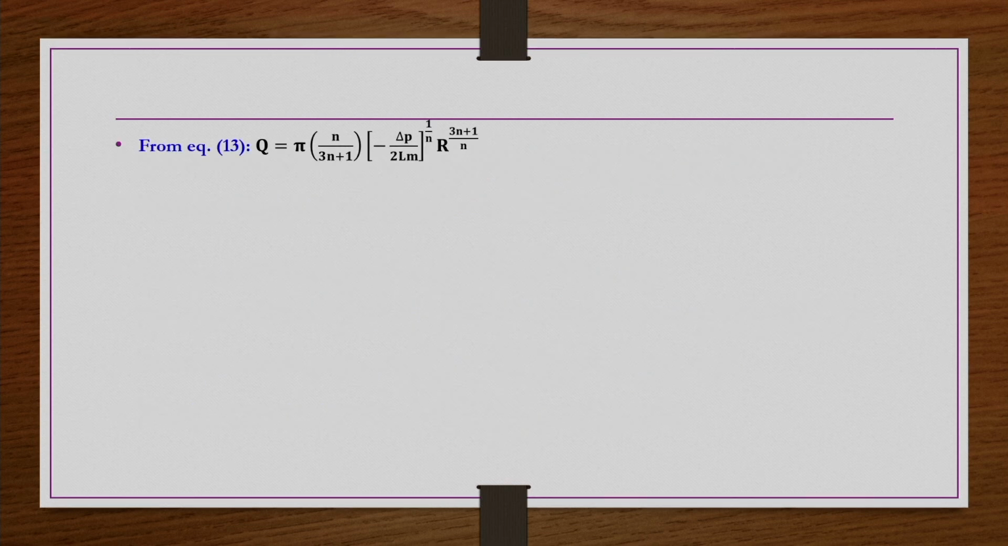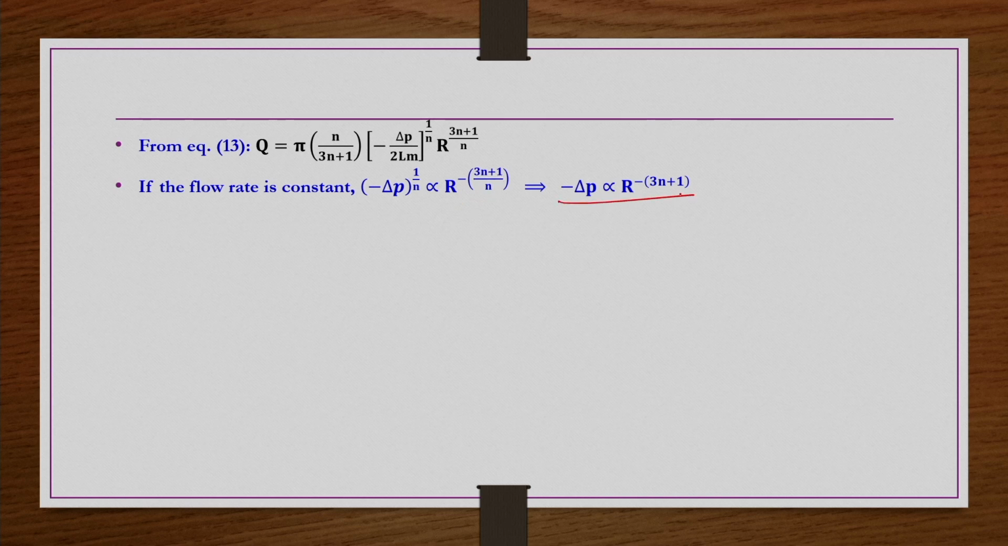Now, the second part is that if you increase the diameter of the pipe, how is the pressure drop going to change? So, the same equation number 13 we are using here. Between Q versus R, what is the relation? Q is proportional to R power 3 n plus 1 by n, that is what we have. We are having constant flow rate. So, what we get from here is minus delta P whole power 1 by n is proportional to R power minus 3 n plus 1 by n. So, minus delta P is proportional to R power minus 3 n plus 1. This is what you have.